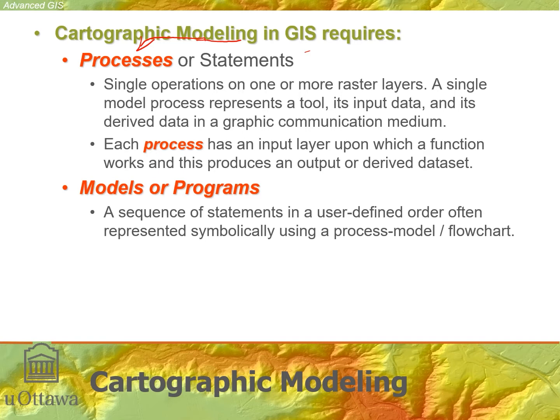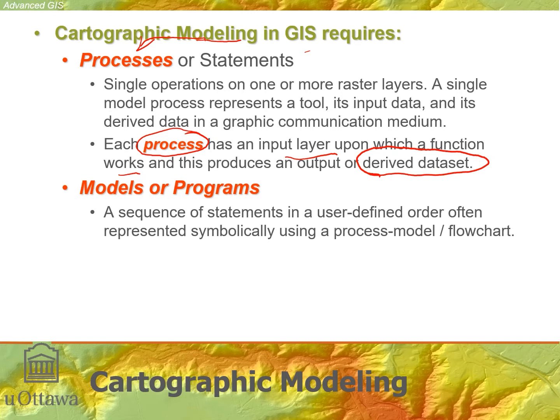Well, that can be represented as a flowchart with an input, the tool in the middle, and the output on the other end. So each process has an input layer, a function, which is a tool in our toolbox usually, and an output, which is the name of the derived data set. So a derived data set is a special term, which means the output data set, something that is different from the input because of the function or tool that was applied to it.